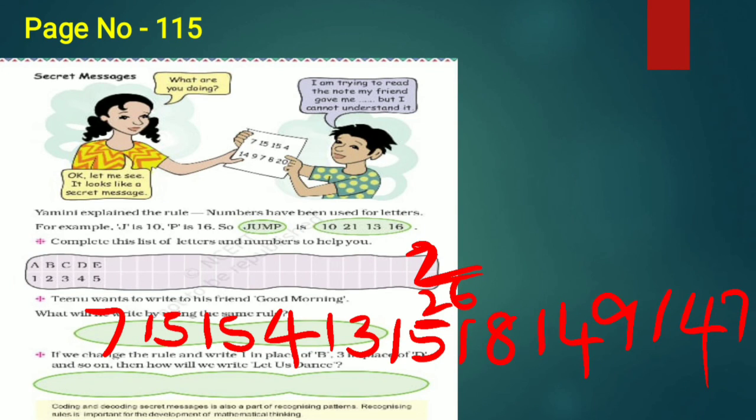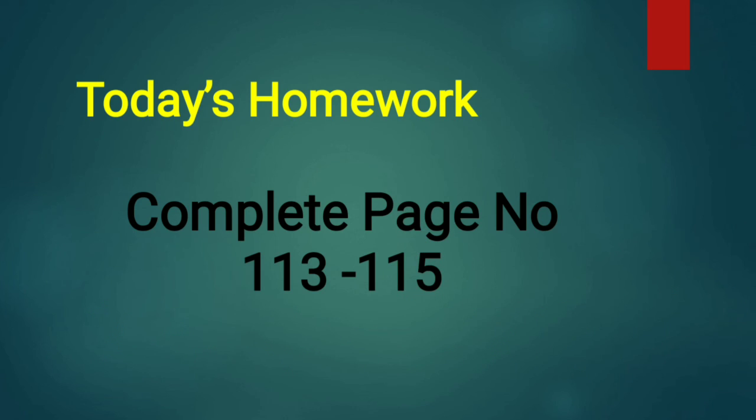Even you can send your friends a fun game. Without sending the letters, you can send the numbers. Okay, children, the next thing they have given you, but they have changed the rules here. In the place of B, you should write 1. In the place of D, you should write 3. They have given the words "let us dance". For this, you are going to do the secret message and send it to me. Complete page number 115, dears.